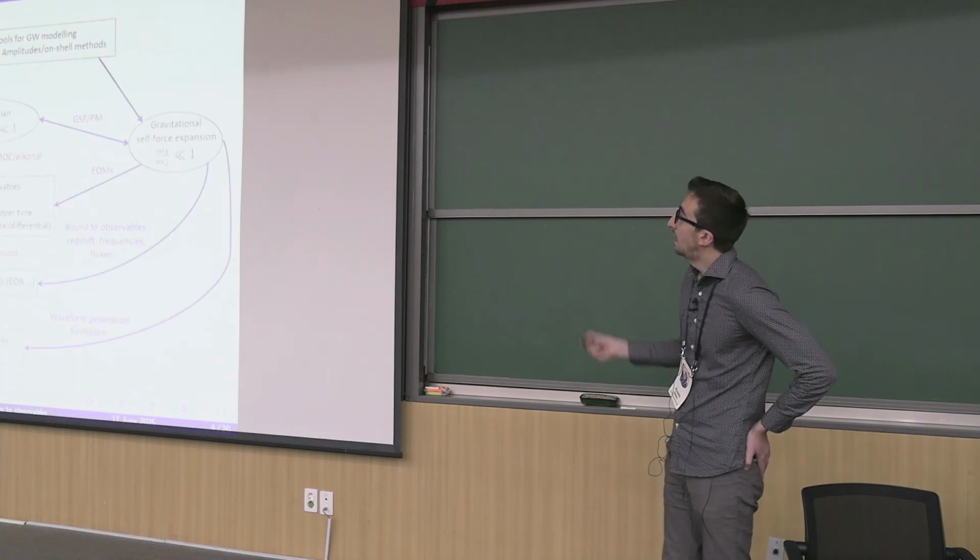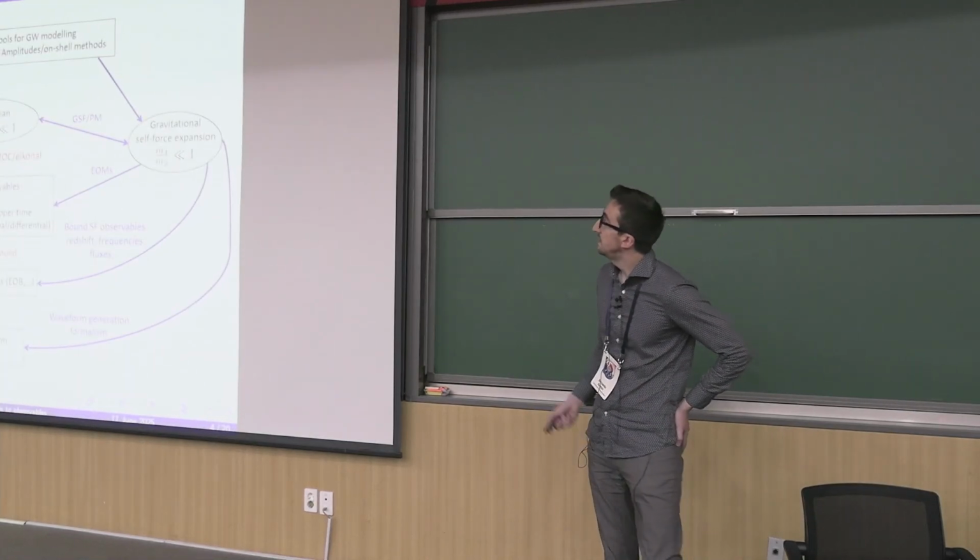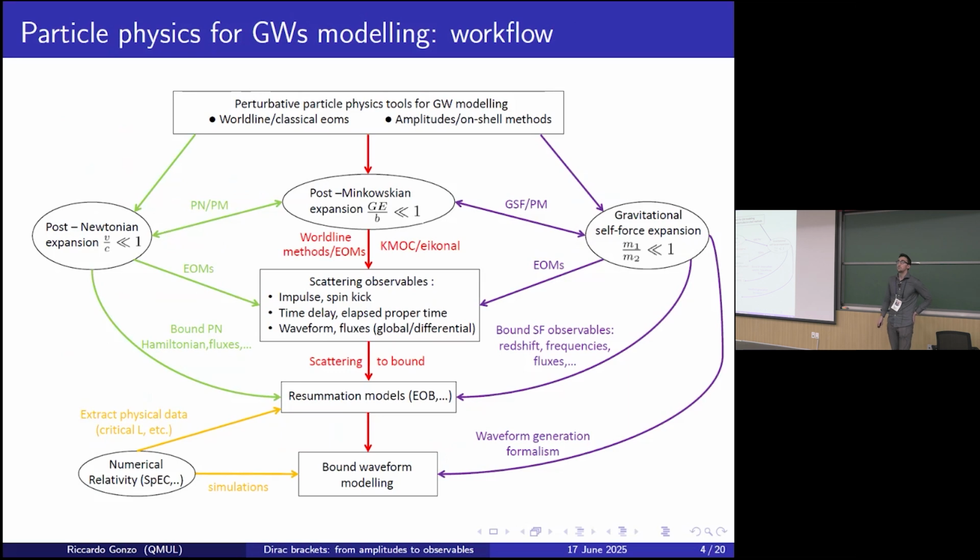Okay, so just to show here a plot of the idea. We have our perturbative tools. It could be amplitudes, worldline, or classical equations of motion. And we have three different expansions: the one I mentioned, post-Newtonian, of course the post-Minkowskian, the amplitude based, and the gravitational self-force.